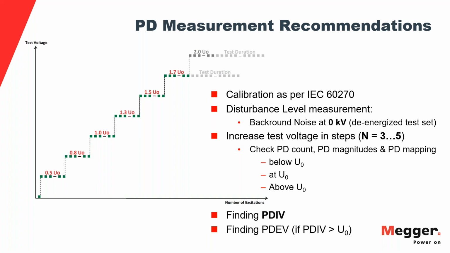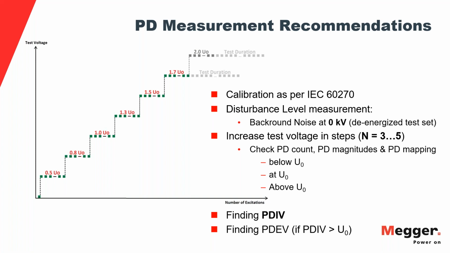First of all, you calibrate as per IEC 60270. Then you measure your de-energized circuit for the background noise that you pick up with the test device. And then you start with a sequence. This is just a suggestion, but it's a very good suggestion. But if you want to deviate or introduce more steps, you can do this.